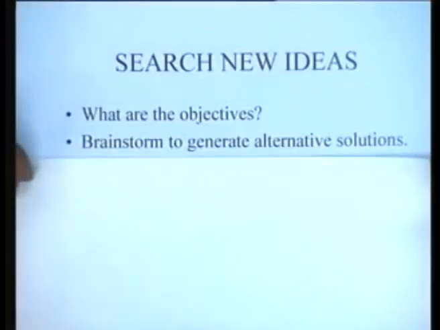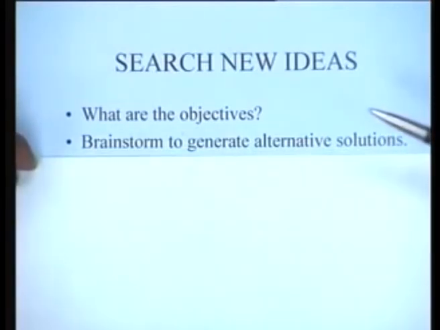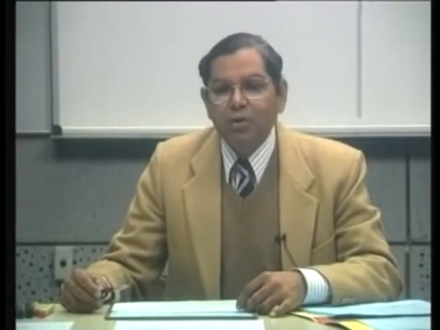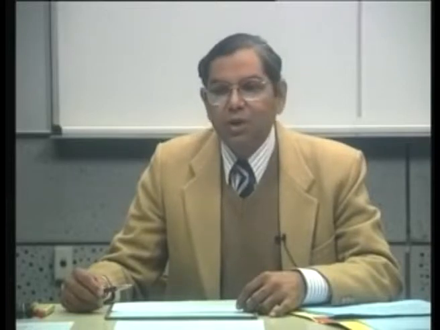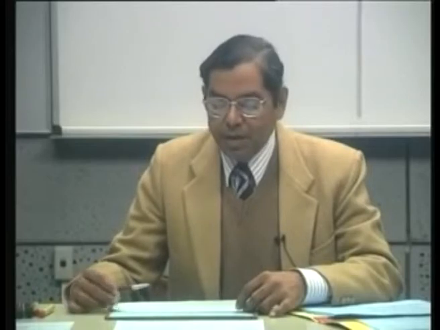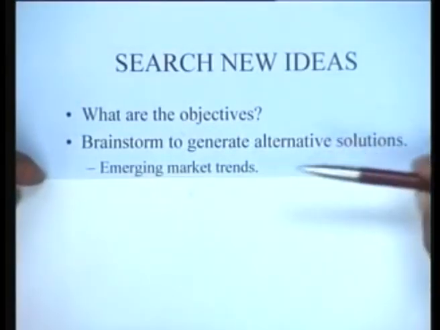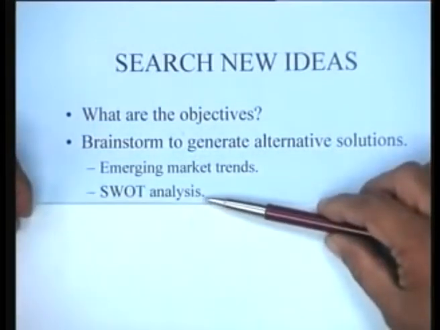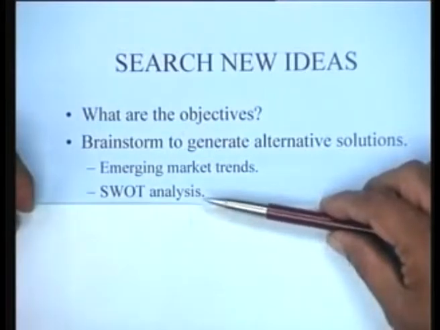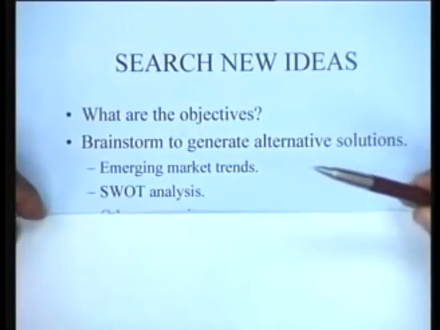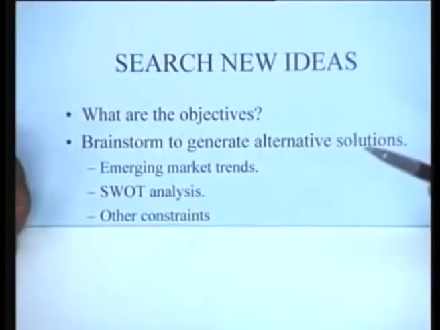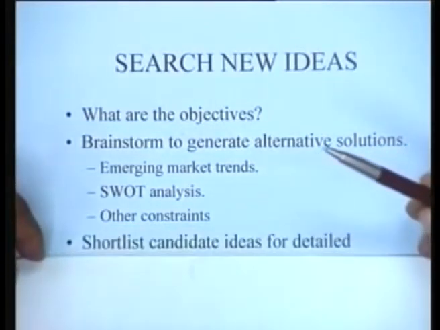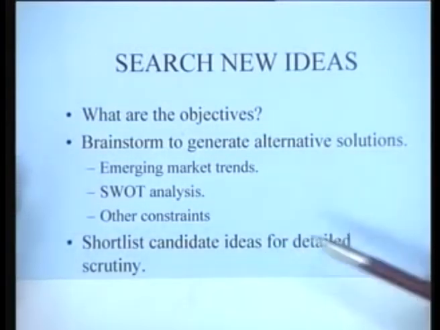Then once you have identified your objectives, invariably you will have to brainstorm to generate alternative solutions. Brainstorming is the process where generally a group would sit down and identify exactly what could be done to solve a given problem. So you are utilizing the vast experience base of all the members of the group, and you can consider various things. You can consider, for instance, new and emerging market trends. You might want to do a strength, weakness, opportunity, threat analysis, a SWOT analysis as we said, to identify the right kind of solutions for your particular situation. You might consider any other constraints that you might have within you. And on the basis of this, you would probably shortlist candidate ideas for detailed scrutiny.